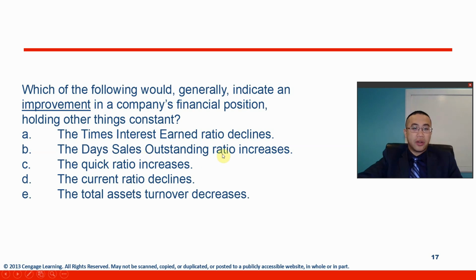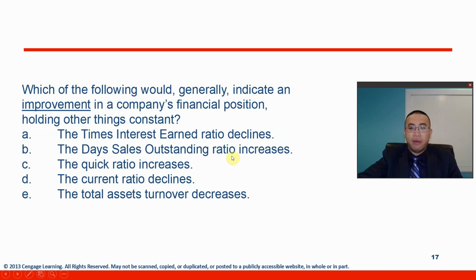B, days sales outstanding ratio increases. So this means it's going to take longer days to collect your accounts receivable. Well, the ideal situation is to get paid in cash right away, and we don't want to wait to collect the cash in a later stage or wait too many days. So when this days sales outstanding ratio increases, that means we have to wait longer to get paid in cash. So that's not good.